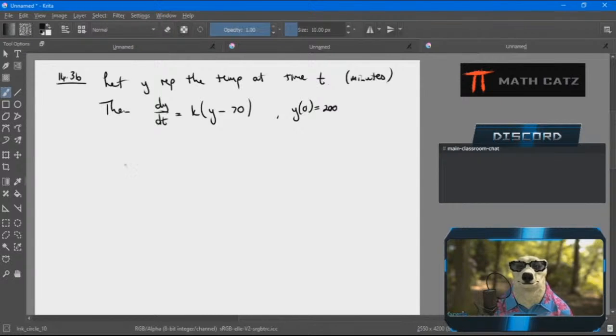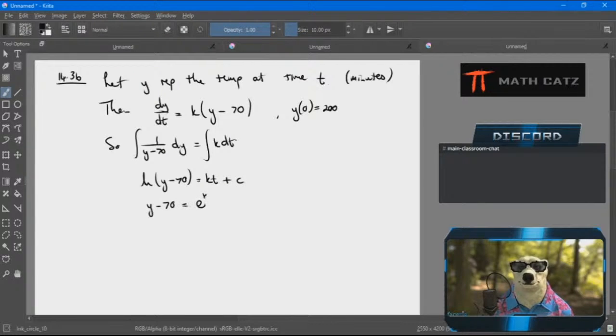Now, I go through the motions and solve this differential equation. It is identical to the previous one, which is perfect practice. Separate the variables, then antiderivatives, which are fairly straightforward by now, I would hope. kt plus integration constant. y minus 70 is therefore e to the kt plus c, rewritten to a nicer integration constant. I have my general solution or a version of it.